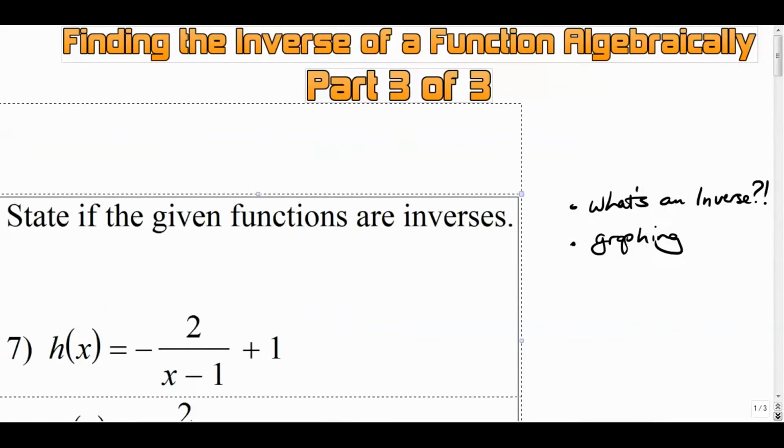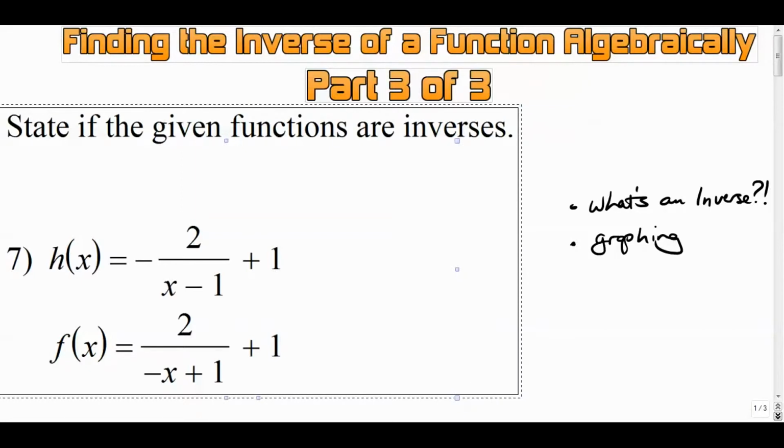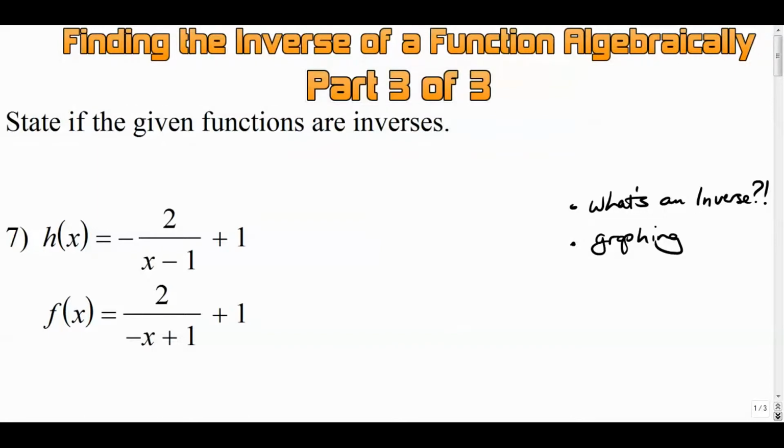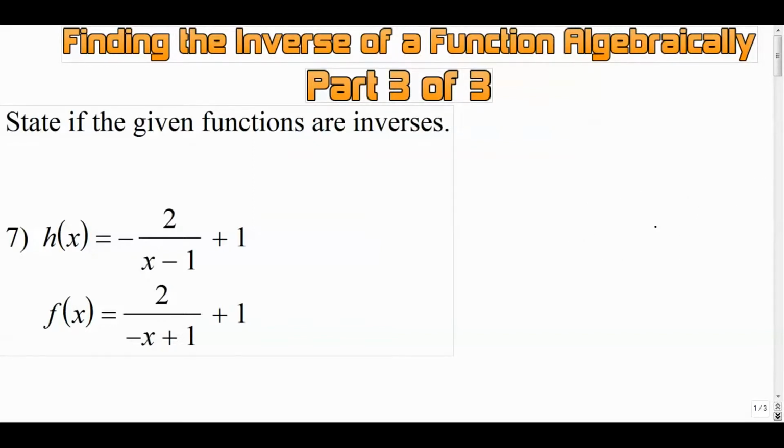So in this video we're going to go through a couple examples and wrap this up. This is our last video in the 3-part series on how to find the inverse of a function algebraically. On the screen is number 7. We've done 6 examples already in the first 2, and in number 7 you see that it's asking a slightly different question than the previous 6.